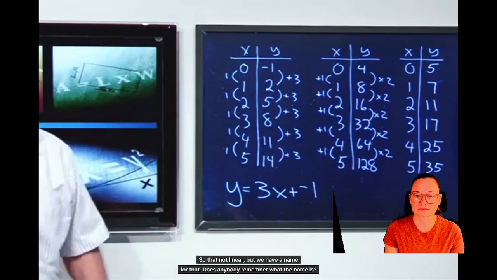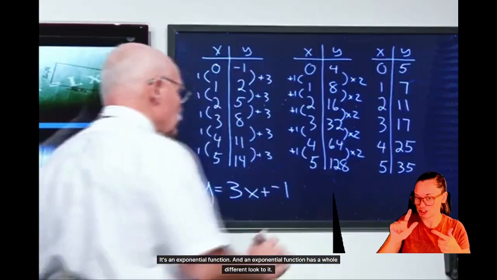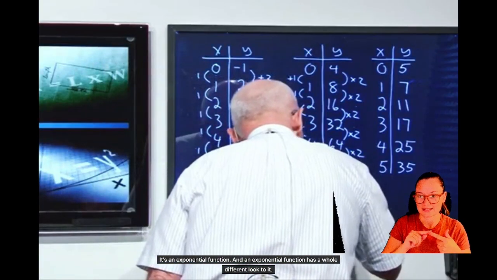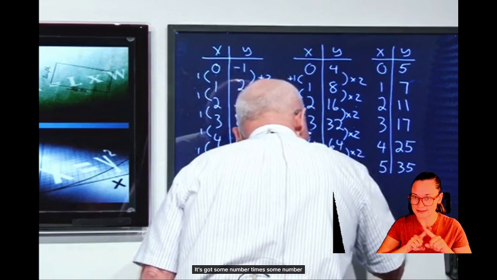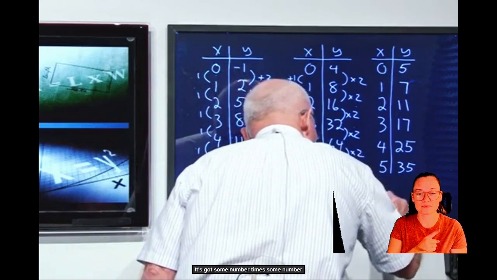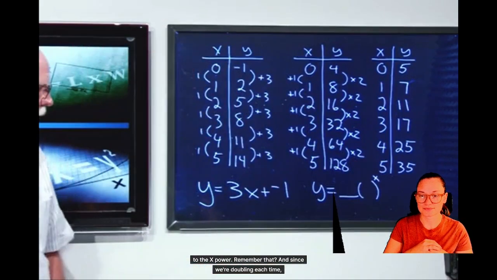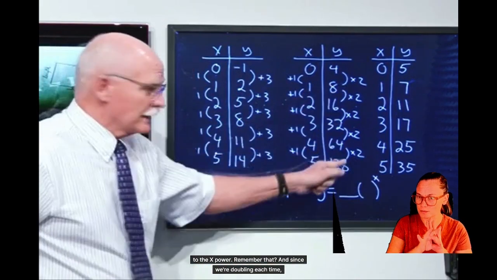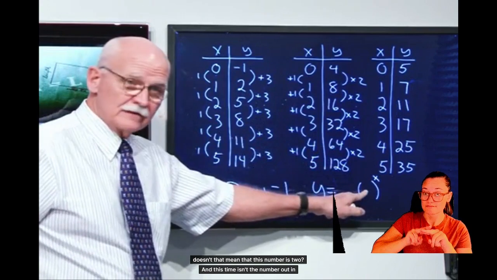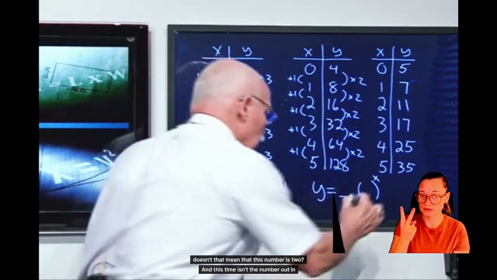So that's not linear, but we have a name for that. Does anybody remember what the name is? It's a different kind of function. Not a linear function. Is it exponential? It's an exponential function. And an exponential function has a whole different look to it. It's got some number times some number to the x power. Remember that? And since we're doubling each time, doesn't that mean that this number is 2?